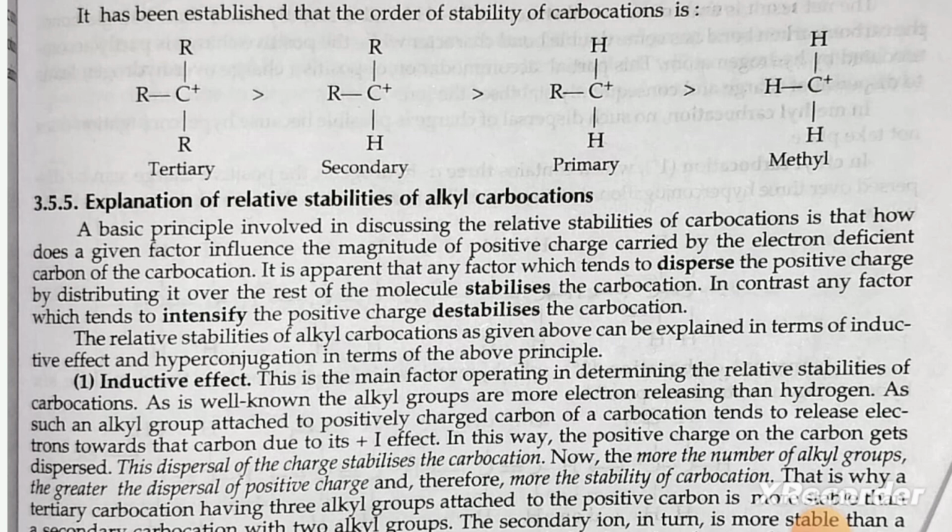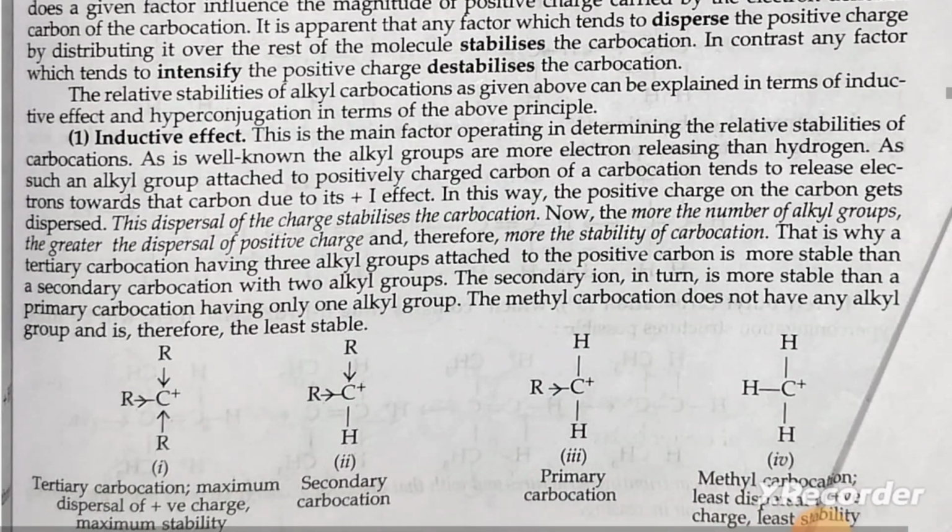Now, the more the number of alkyl groups, the greater the dispersal of positive charge and therefore the more the stability of carbocation. That is why a tertiary carbocation having 3 alkyl groups attached to the positive carbon is more stable than a secondary carbocation with 2 alkyl groups. The secondary ion in turn is more stable than primary carbocation having only 1 alkyl group. The methyl carbocation does not have any alkyl group and is therefore the least stable. Tertiary carbocation, maximum dispersal of positive charge, maximum stability. Then secondary carbocation, then primary carbocation, and then methyl carbocation, least dispersal of positive charge, least stability.